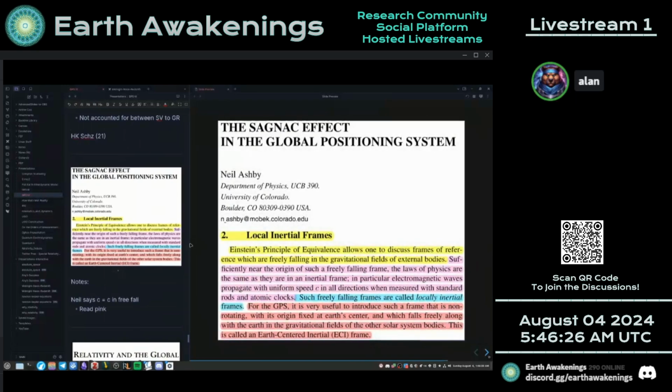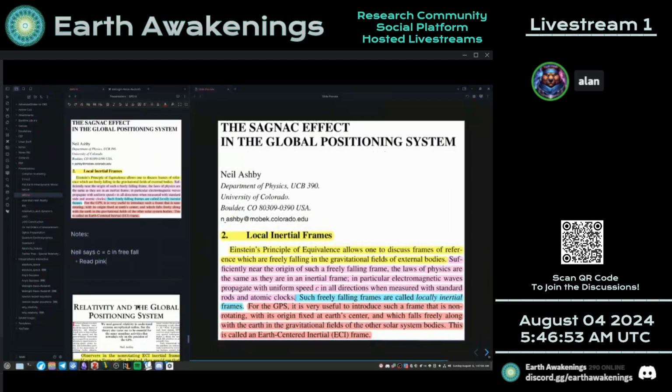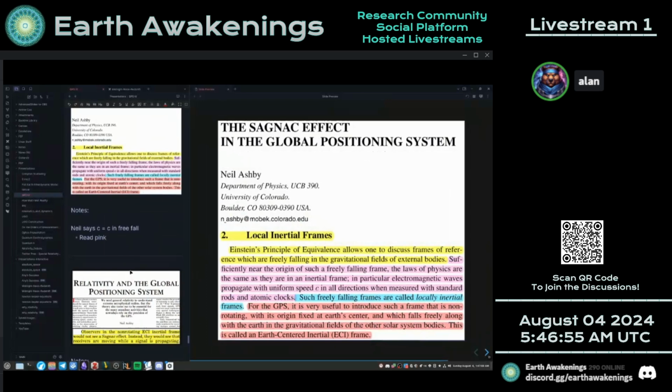And then here we have Neil Ashby laying out the specifics on the GPS, right? Because maybe I'm wrong. Maybe a satellite is an inertial system or whatever, right? Well, this is Neil Ashby on the Sagnac effect on the global positioning system. He says that it is defined as a local inertial frame. So a satellite in free fall around us is in a local inertial frame, and it should not be accounting for its velocity one-to-one as it free falls around a ball.